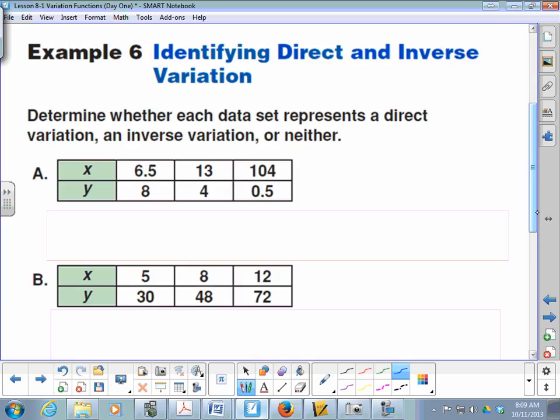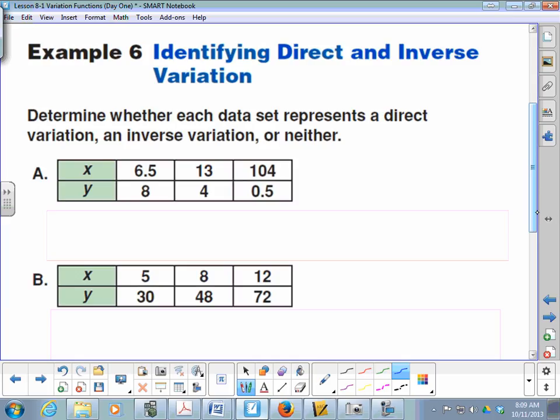Or you can think of it this way. With direct variation, when one gets bigger, the other one gets bigger. With inverse variation, as one gets bigger, the other one gets smaller. So we want to look at them that way. In this case, x is getting bigger, right? What's happening to y? Getting smaller. So I'm going to assume this is probably an inverse variation. So I want to try multiplying them and see if I get the same answer.